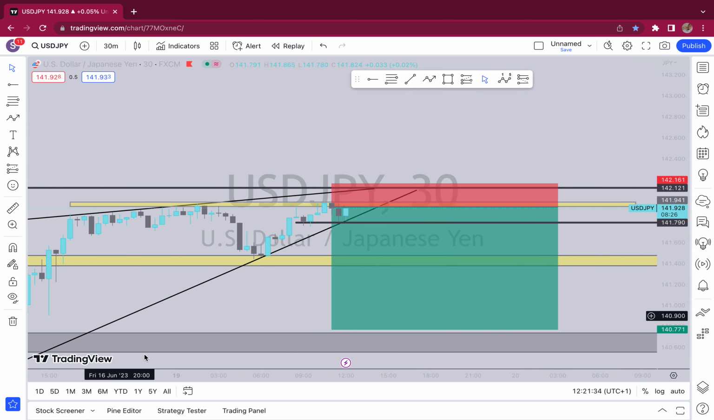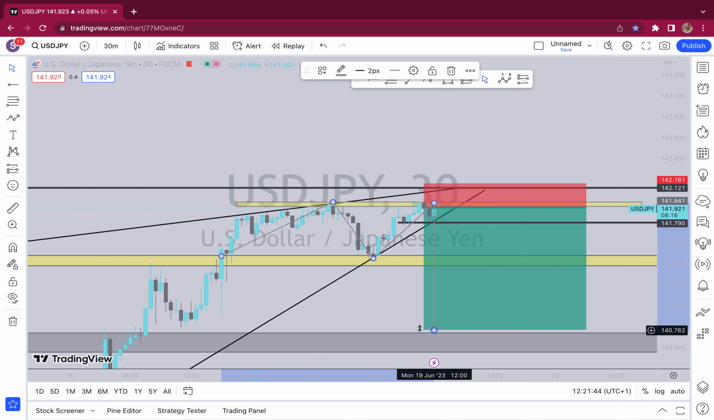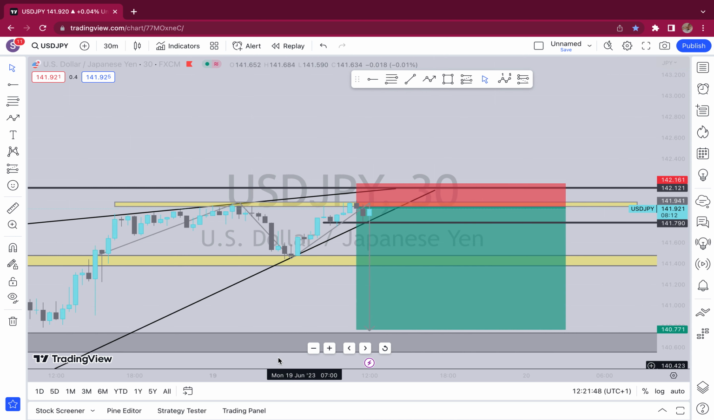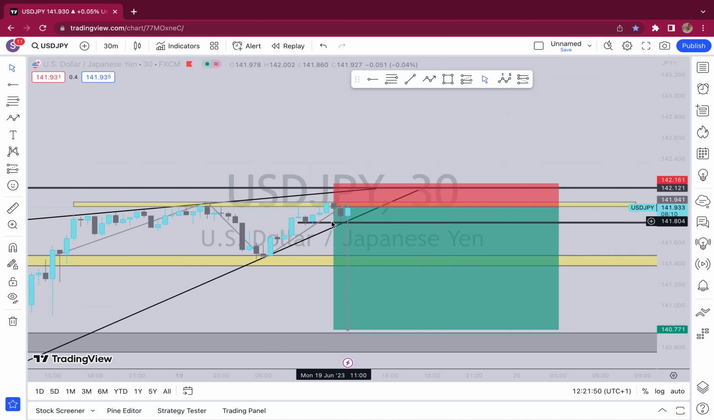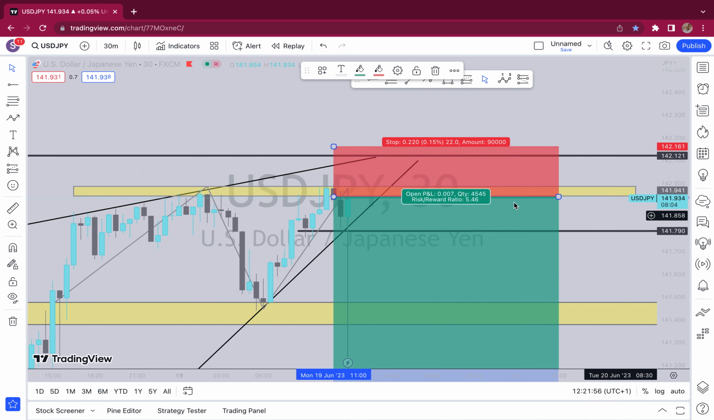The 30 minutes, it's quite simple. Boom, boom, here, and a drop. But you can as well wait for this black zone to be cleared. The market should clear this black zone, and we are going down.